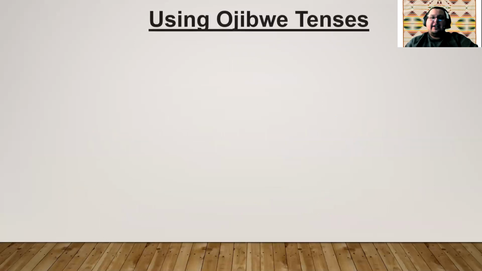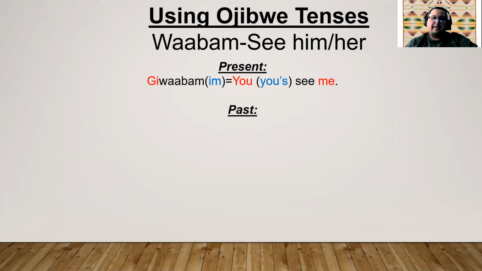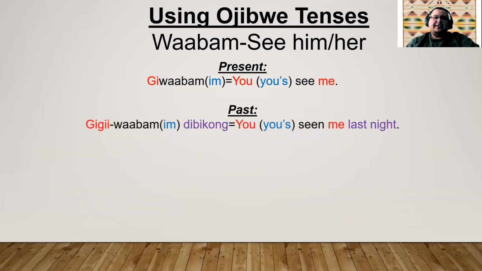Okay, and the fourth and final way that we've used our verb tenses is you to me. So that would be second person to first person. Giwabam. You see me. Gewabamim. Yous see me. Present tense, it's happening right now.